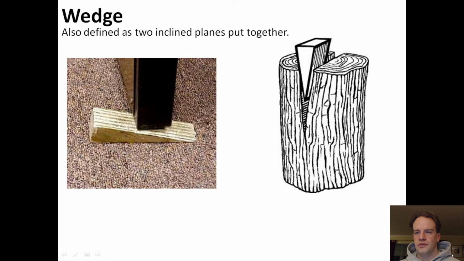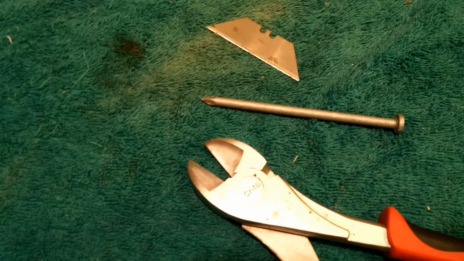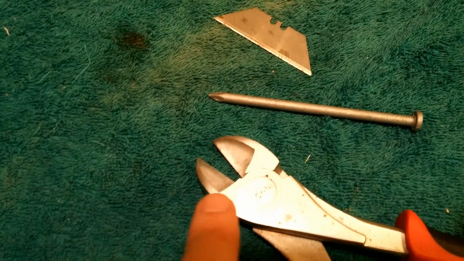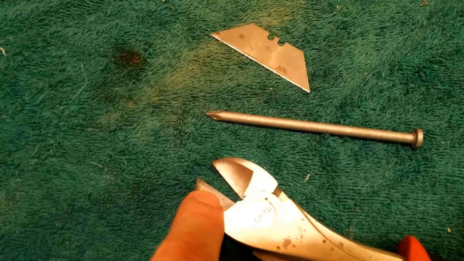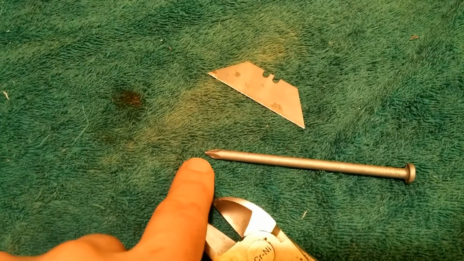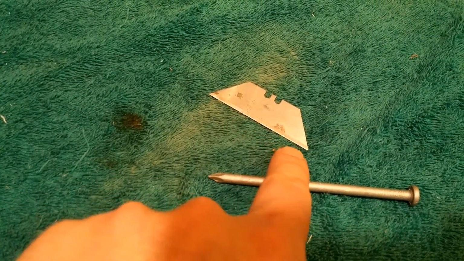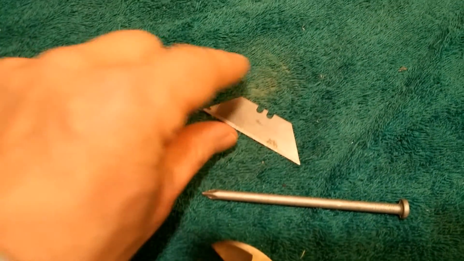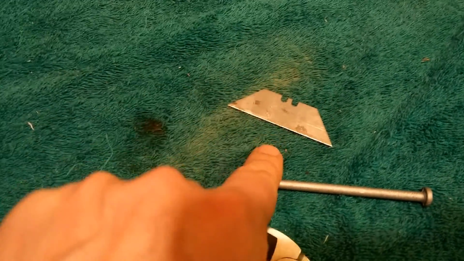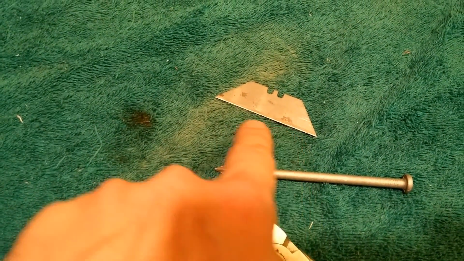Wedges are two inclined planes put together. Also, it is a moving inclined plane. Anything with a sharp edge or a point can be considered a wedge. Here on these wire snips, we have some sharp edges. That's a wedge. Even the point of a nail, that's a wedge. And the blade of this X-Acto knife, this also is a wedge. A wedge can be two inclined planes put together or just a moving inclined plane.